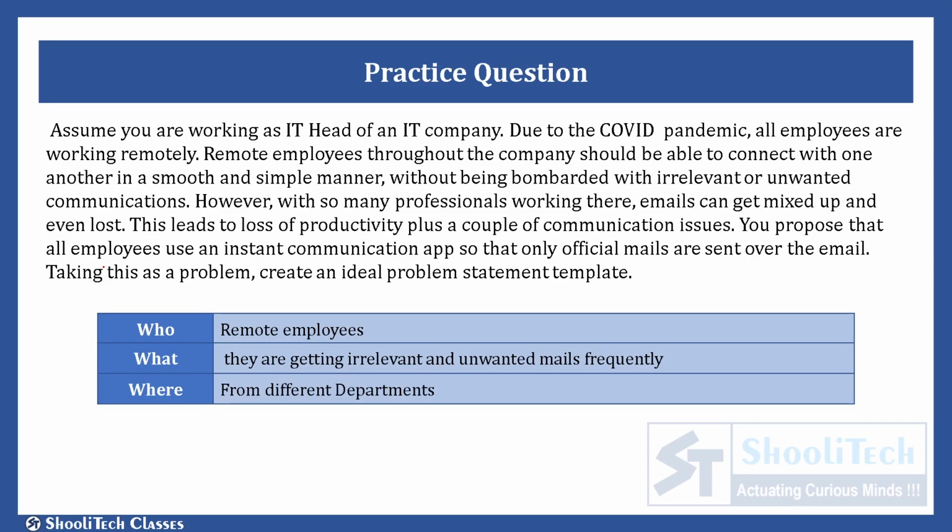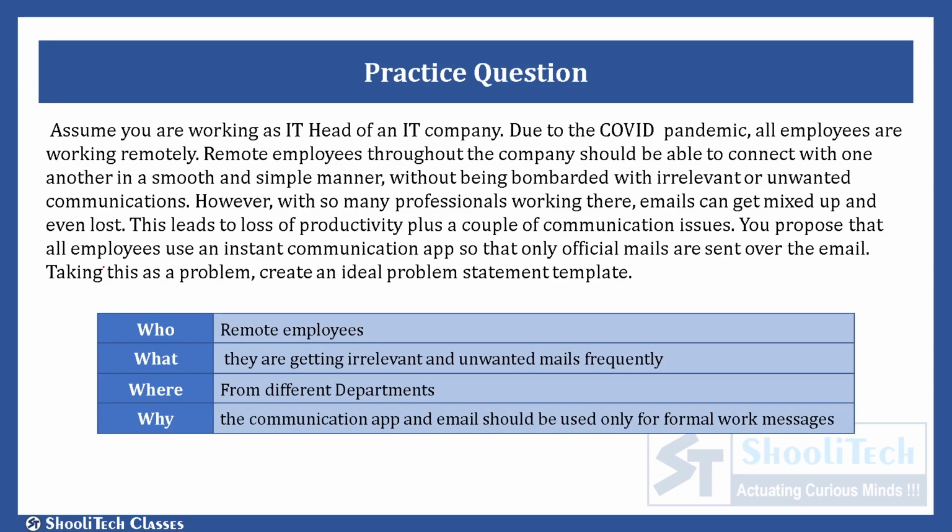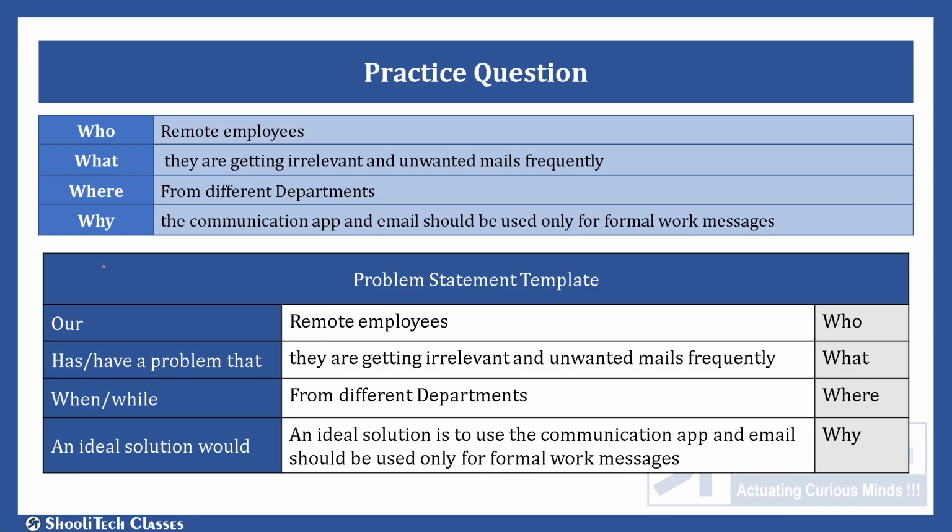The third W is where, means the context or the situation or the area where the problem is arising. And here in the given situation, problem is coming from different departments. And the last W is why, means why is it important to find out a solution to this problem and what is the solution. So here an ideal solution would be create a communication app and email should be used only for formal work messages. Now, with the help of these 4W canvases, we create the problem statement template like this in its proper format.